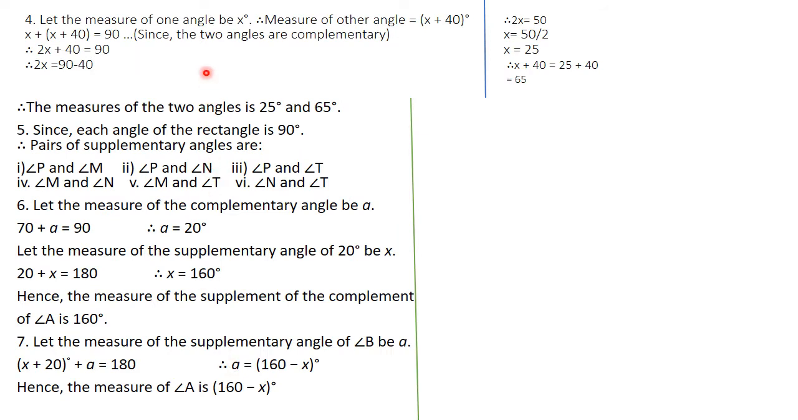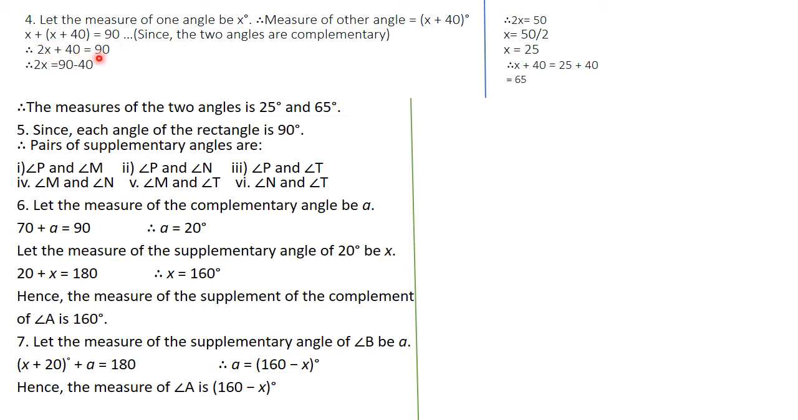Now the next sum: it is given that the difference between the measures of two complementary angles is 40. So if the measure of one angle is x, what will be the measure of the other angle? It will be x plus 40. Correct. Because the difference is 40. So one is x, then the other will be x plus 40. So like this you will be writing.